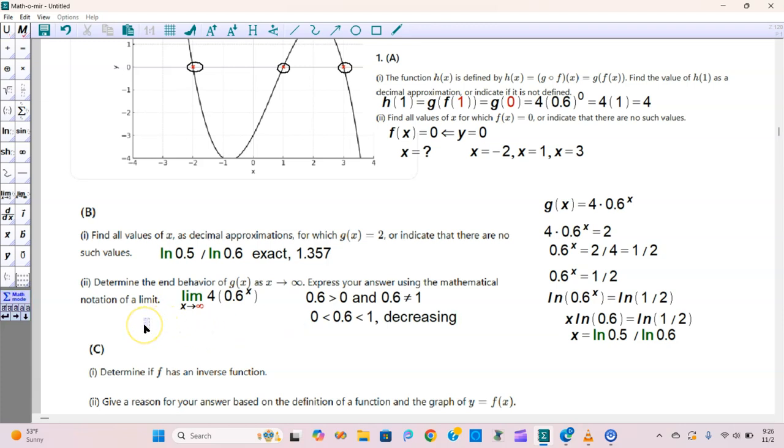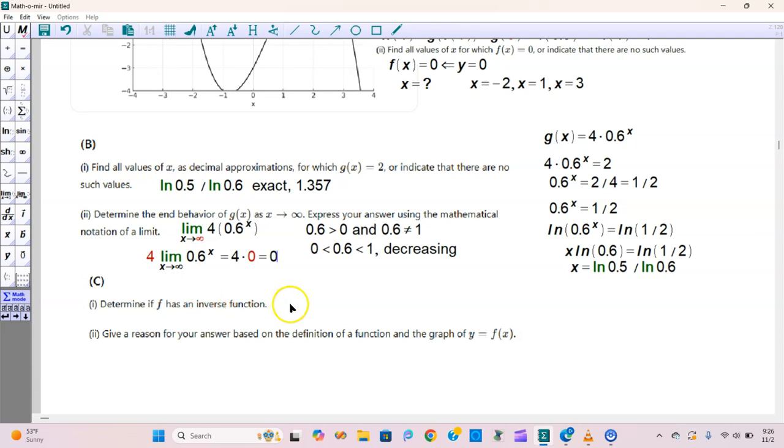So I'll say the following. The limit as x goes to positive infinity of 4 times 0.6 to the x. The 4 is a constant, and even if it's a constant, you can pull it outside the limit. So it's going to be 4 times the limit as x goes to positive infinity of 0.6 raised to the x, so 4 times 0. You can graph 0.6 to the x, look at the graph, and as x goes to infinity, you see the y coordinate approaches 0. So it's 4 times 0, which is 0. It approaches 0.